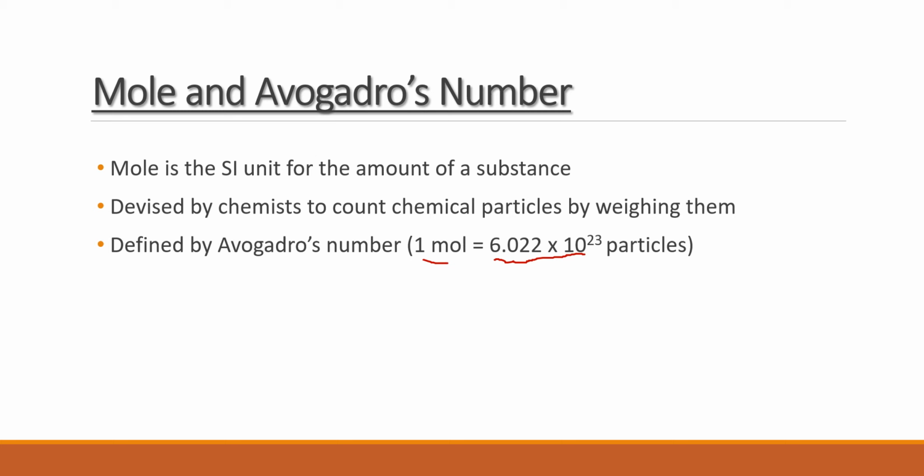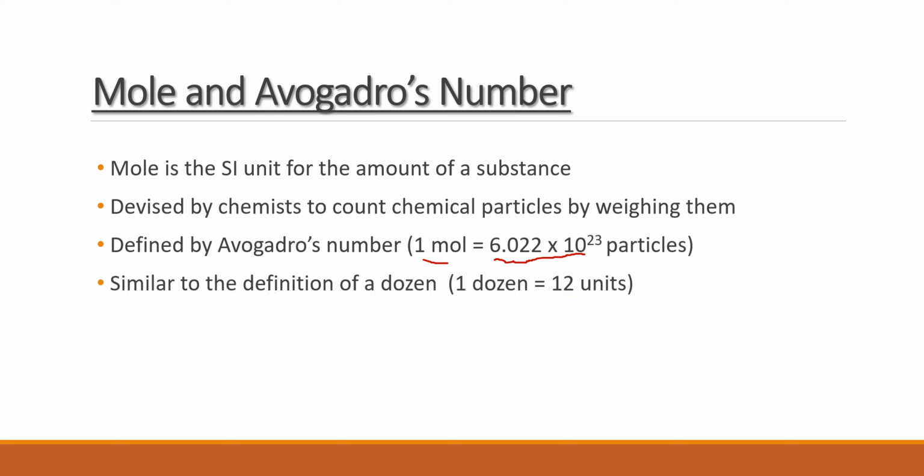So how are we going to use this definition? Well, we're going to use it very similarly to the definition of a dozen. 1 dozen is usually equal to 12 of something. Just like 1 mole is equal to 6.022 times 10 to the 23rd particles, 1 dozen is equal to 12 units of something. We can replace that word units with multiple things, right? We can say a dozen pencils, and we're talking about 12 pencils, or a dozen donuts, more common, right? You're talking about 12 donuts.